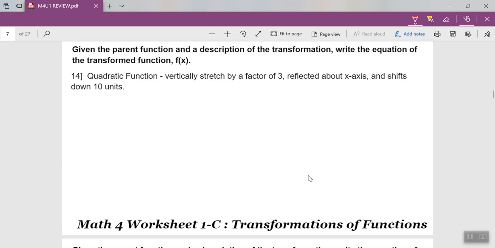Here we go the other way. They give the parent function and the description, and we have to write the equation. We are vertically stretching by a factor of 3 and reflecting about the x-axis. That means that it's going to be a negative out front, stretch by 3, and x is not shifting left or right, so we, I guess, technically didn't need the parentheses, and then down 10 is going to do that.